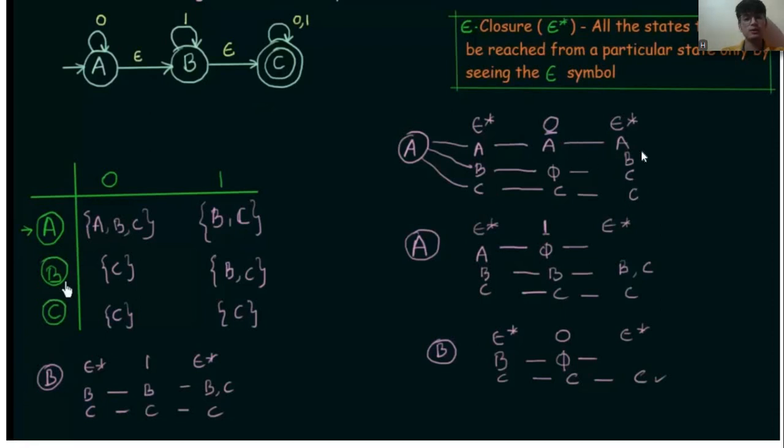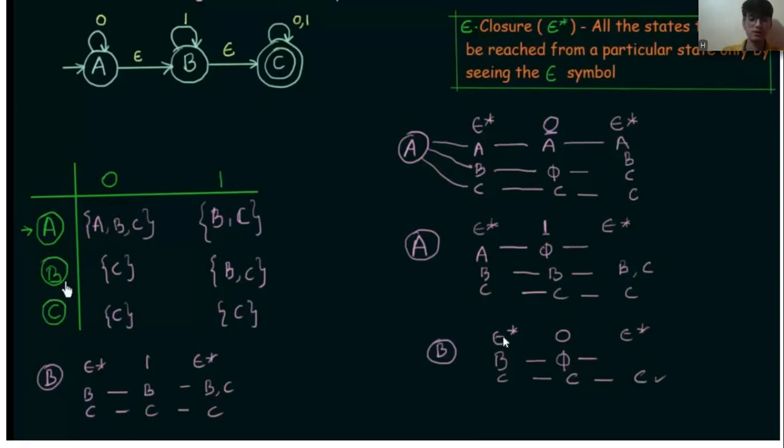So we'll write it as {A, B, C} with enclosing curly braces. Then for A on applying 1, we will get B, C and C. So we'll consider it as only {B, C}. So write it the same, {B, C}, enclosed with curly braces. The same thing we are going to apply for B.